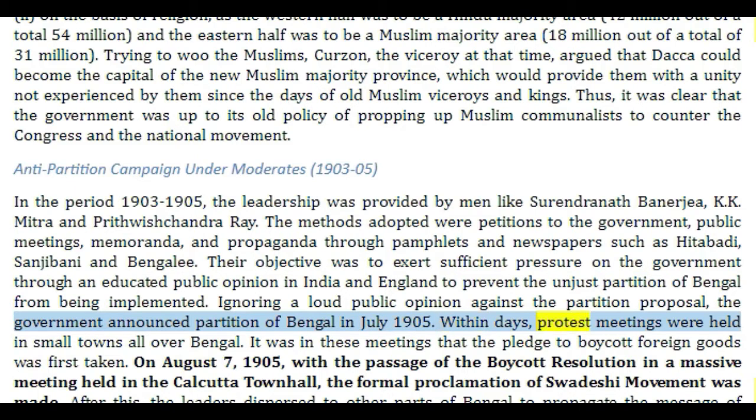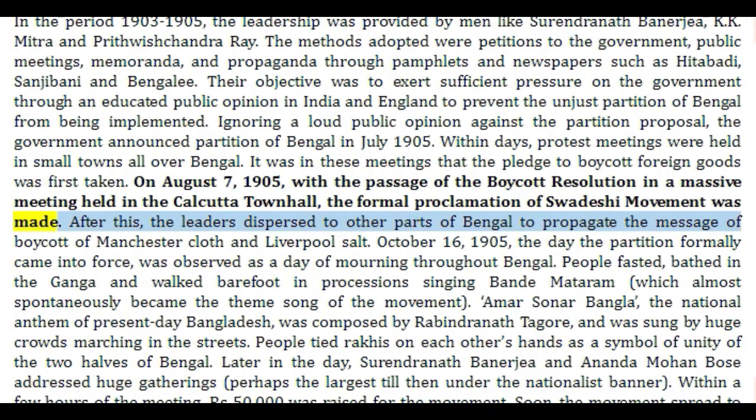Within days, protest meetings were held in small towns all over Bengal. It was in these meetings that the pledge to boycott foreign goods was first taken. On 7 August 1905, with the passage of the boycott resolution in a massive meeting held in the Calcutta Town Hall, the formal proclamation of the Swadeshi movement was made. After this, the leaders dispersed to other parts of Bengal to propagate the message of boycott of Manchester cloth and Liverpool salt.